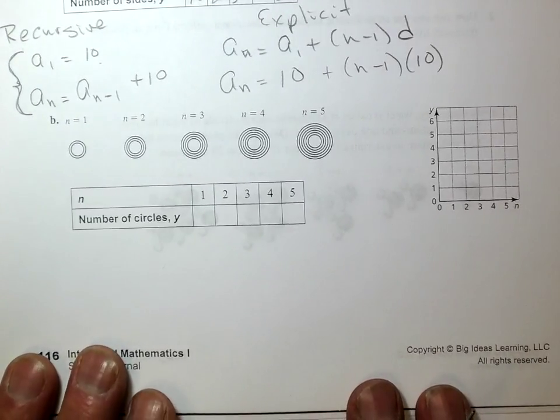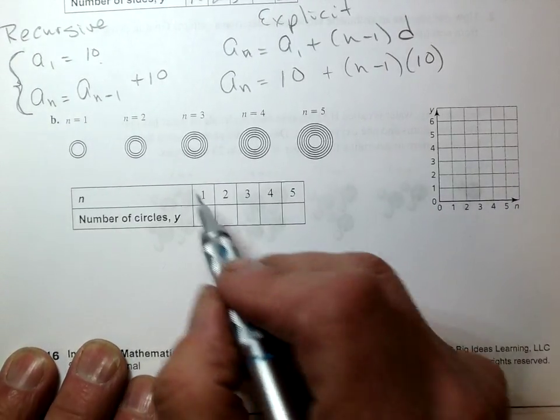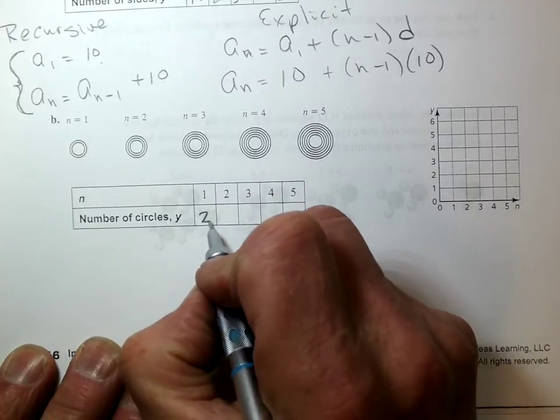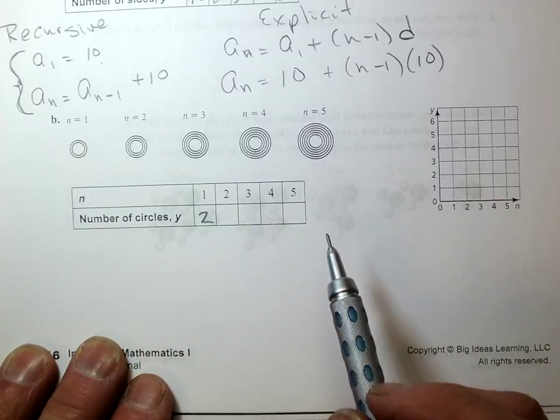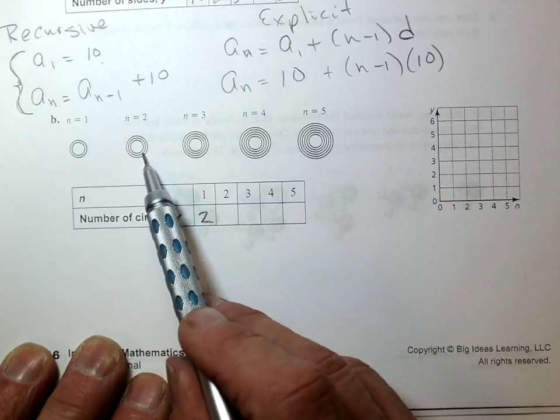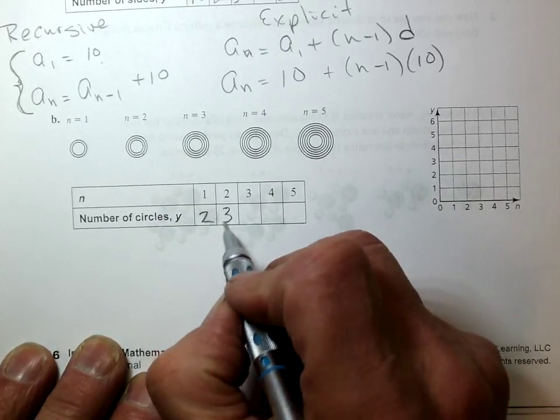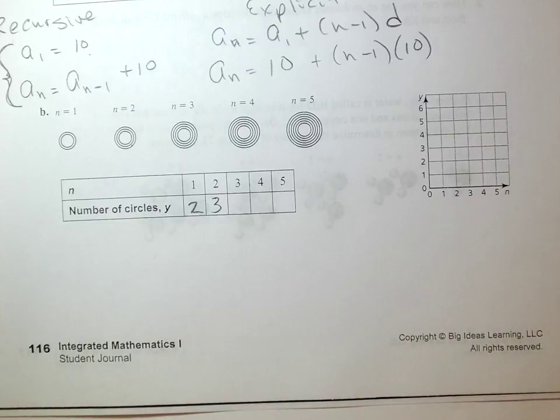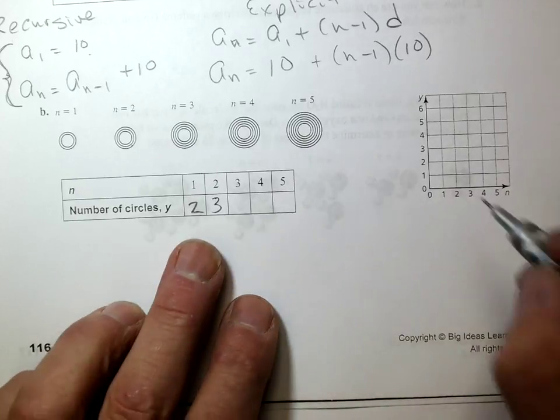Okay. So number of circles. There's 2, right? How many circles? 3. Okay. Wait, hold on. Let's think about this. It is 3, Isaac. Okay. Go ahead and fill in the rest, and then graph it. And then it's gonna be another 4, 5, 6. It is arithmetic, right?